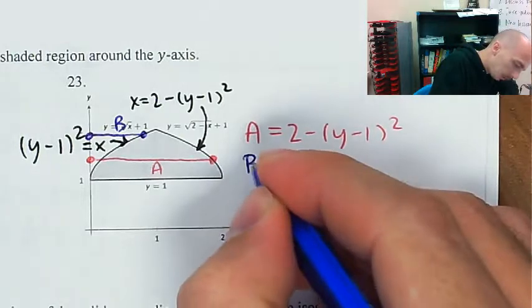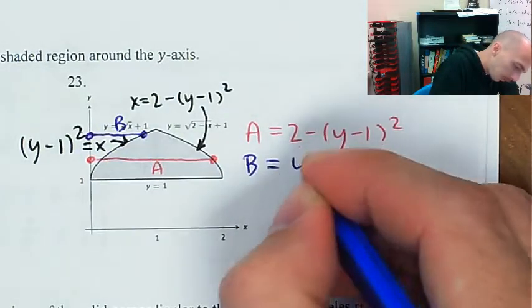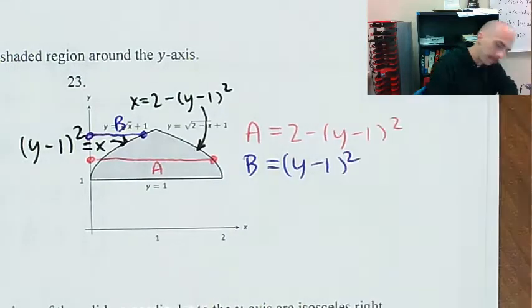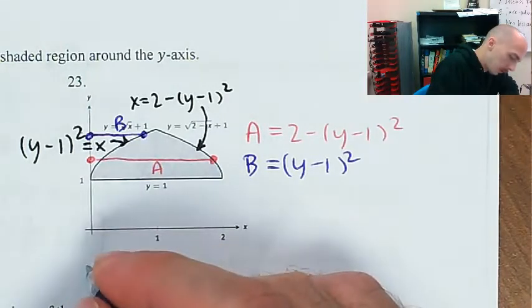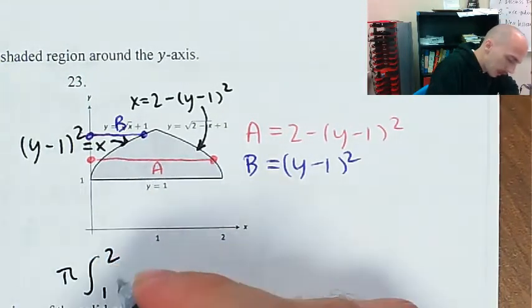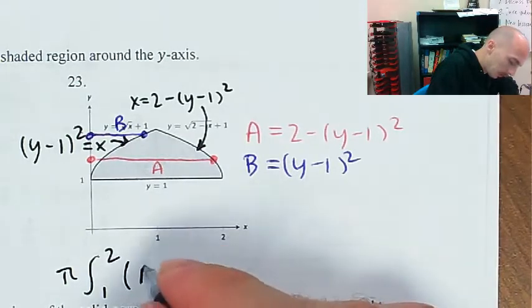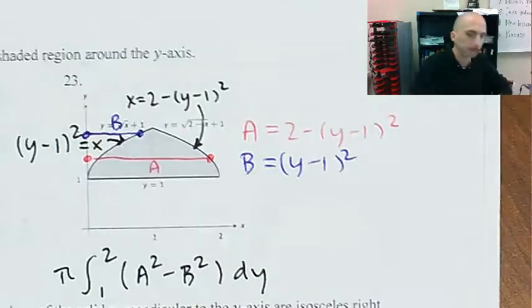And b is going to be y minus 1 squared. Okay. And then my volume is going to be the integral from y equals 1 to y equals 2 of pi times the large radius squared minus the small radius squared dy. Okay.